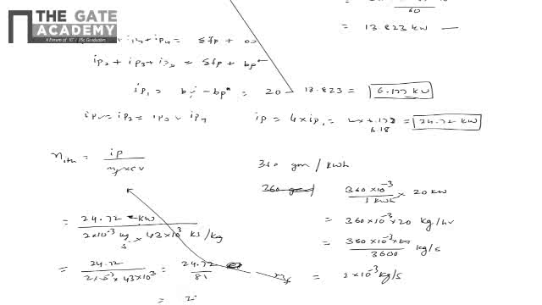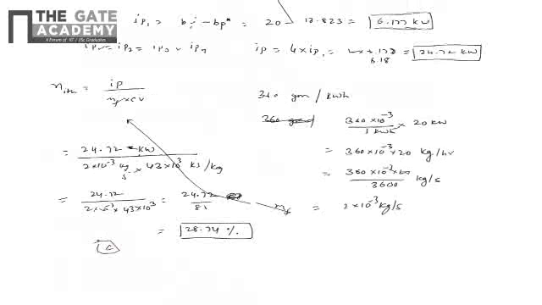This value comes out to be 0.28, so in percentage it is 28.74 percent. That is the answer for the indicated thermal efficiency. The answer is option C, 28.72. Thank you.